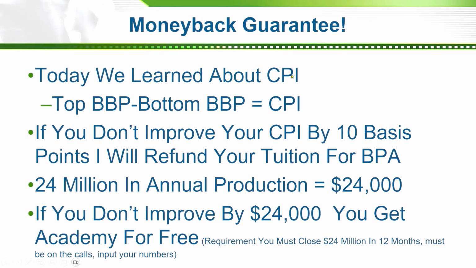Let me just talk about this money-back guarantee. Folks, if I can't improve your CPI, you know what it is now, by 10 basis points, I'm going to give you your tuition back for the Branch Profitability Academy. If you're doing $24 million a year in production, 10 basis points is $24,000. If I can't improve your CPI by 10 bips, you get all your money back. Obviously, I need you to participate. So I need you to be on the calls and go through the modules with us and everything else.